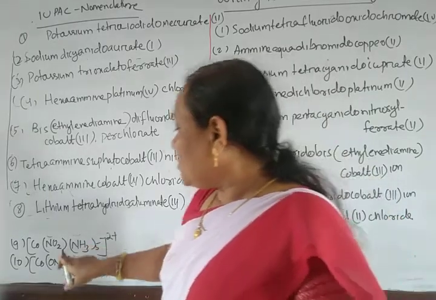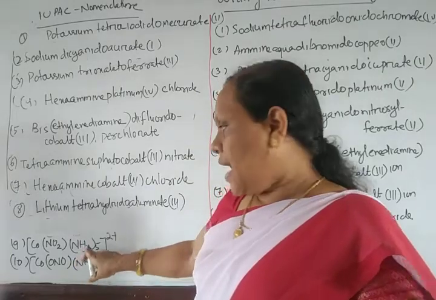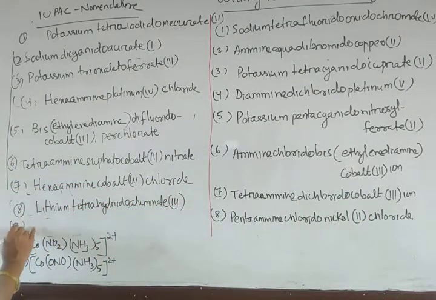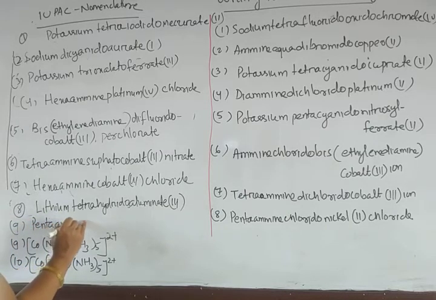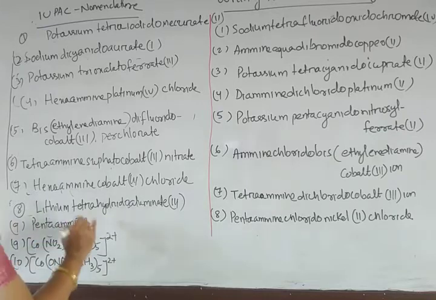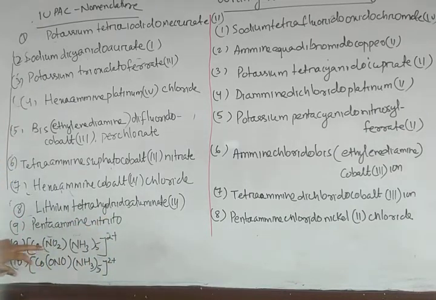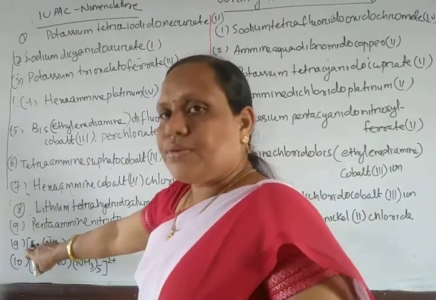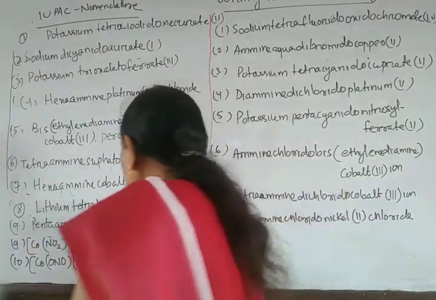For that, this is nitro and this is amine. So first you have to write amine. So the name of this compound is pentaamine nitrito. Here this is linked through nitrogen. As it is linked through nitrogen, it coordinates through nitrogen, so we have to write nitrito-N.